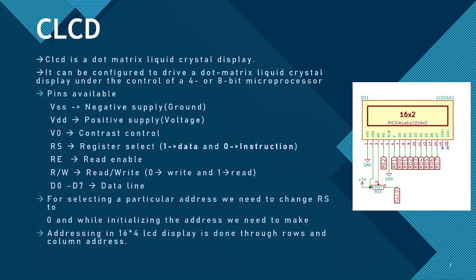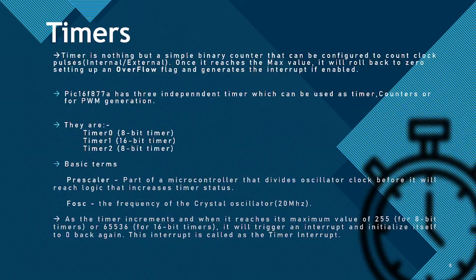The next pin is RW, read write. If 0 is given to this pin, then it means write. And if 1 is given, then it means read. The remaining pins D0 to D7 are the data lines. If we want to put the cursor at any particular address in the CLCD, then we need to provide the address, that is the row and the corresponding column. So addressing in a 16 cross 4 LCD display is done through row and column addresses.